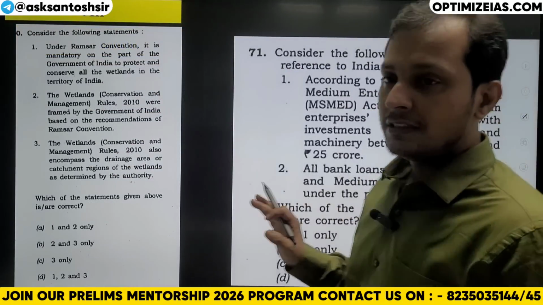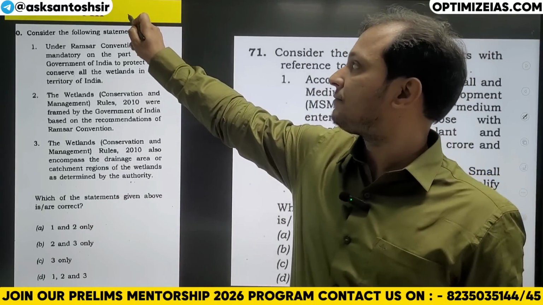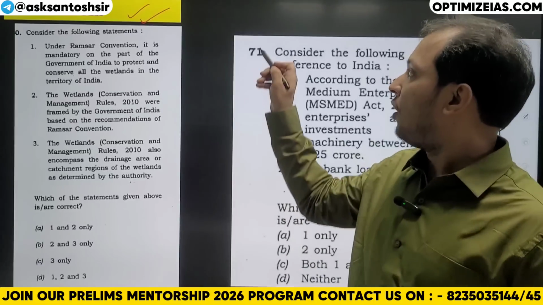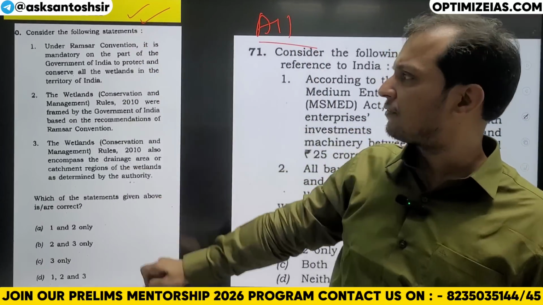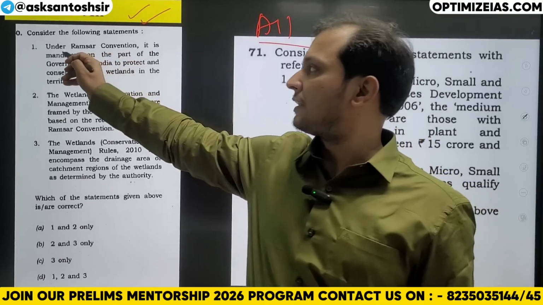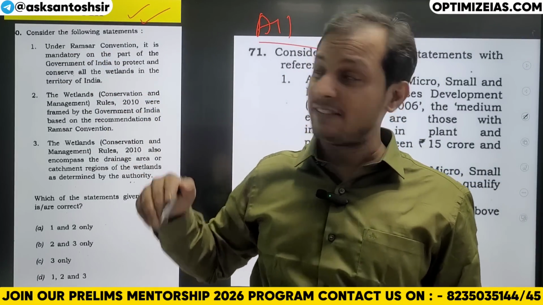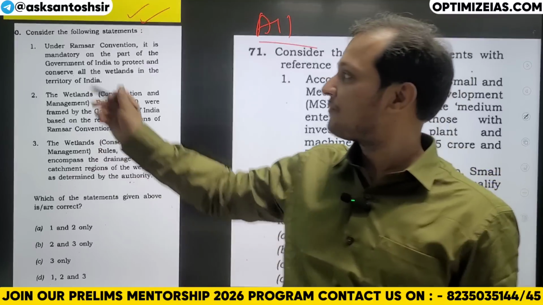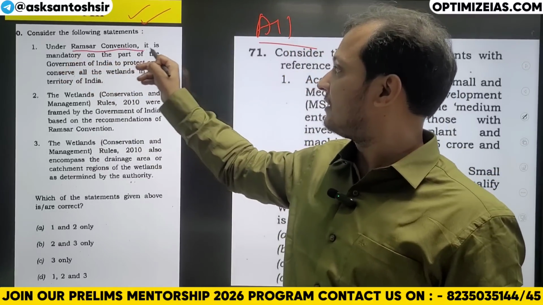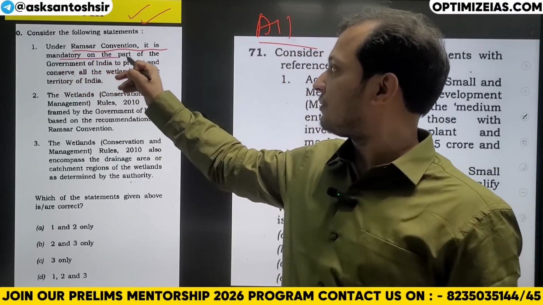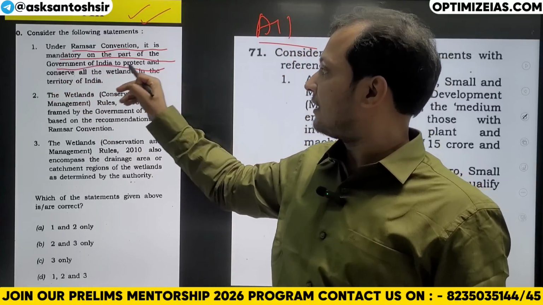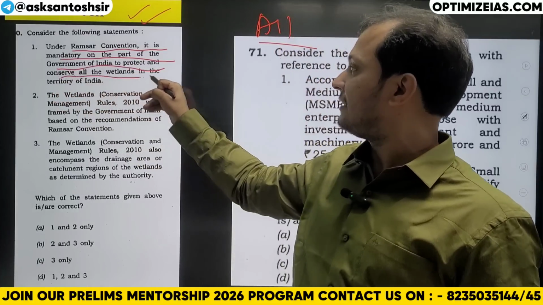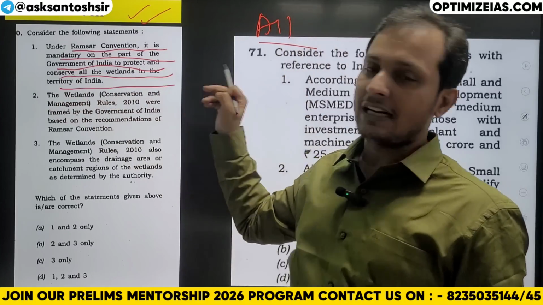Now the next keyword is "all". Let us read this question. Very tough question, but very easy, guys. It looks very tough, but if you apply this technique, it is very easy. Under the Ramsar Convention, it is mandatory on the part of the government of India to protect and conserve all the wetlands in the Indian territory. All the wetlands in the Indian territory.